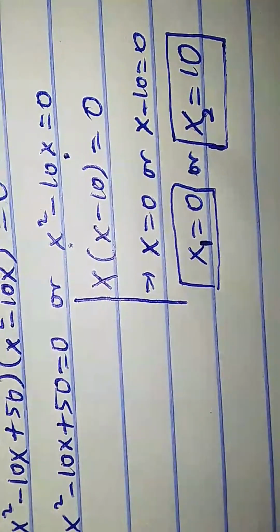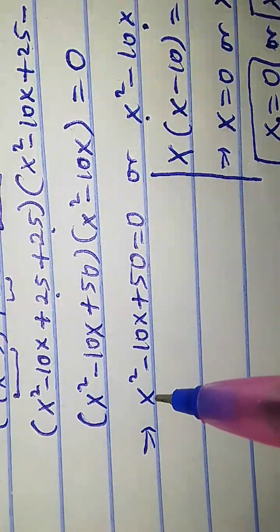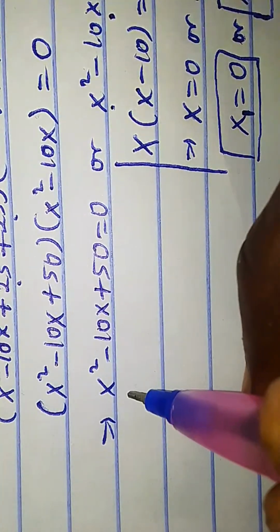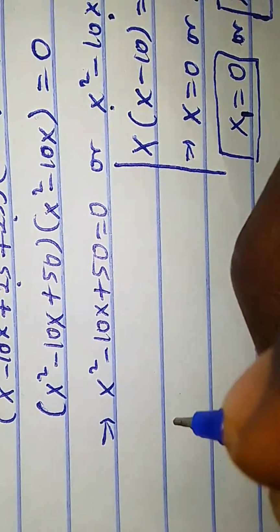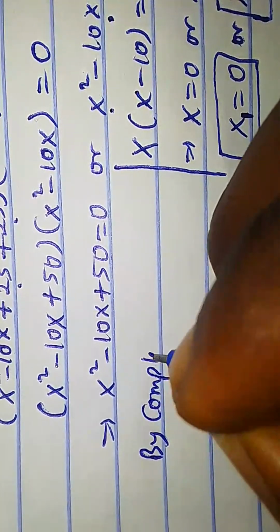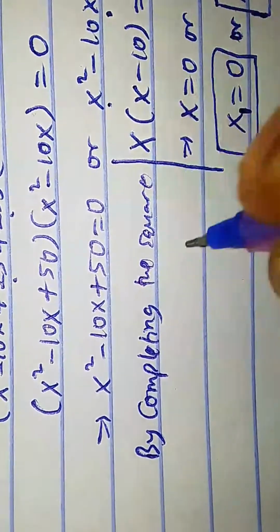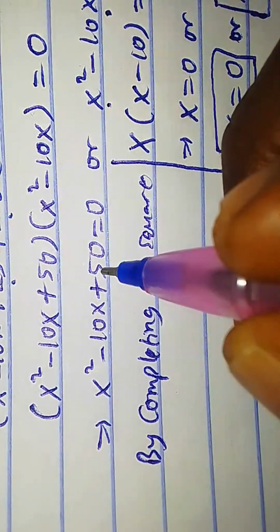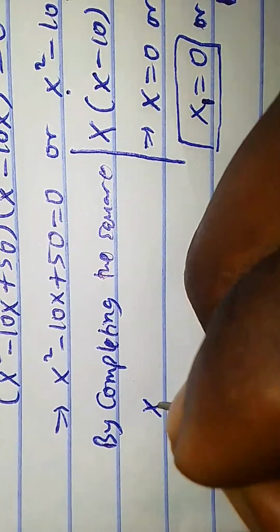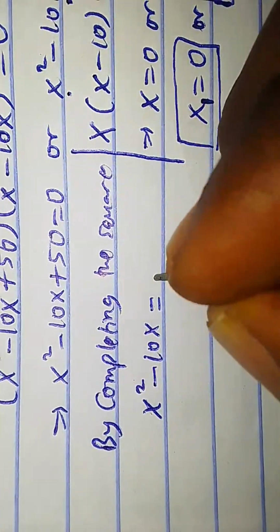Now, let us focus our attention on this other equation, x² − 10x + 50 = 0. We won't use the usual quadratic formula to solve it. Let's solve it using the completing the square method. By completing the square, the first thing we're going to do is to transfer these constants to the right hand side. So we have x² − 10x = −50.